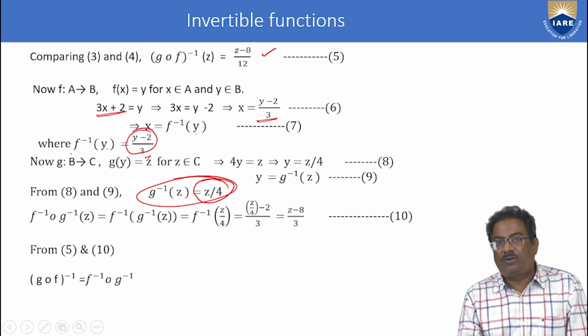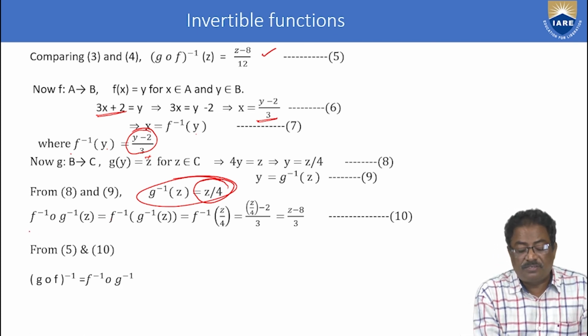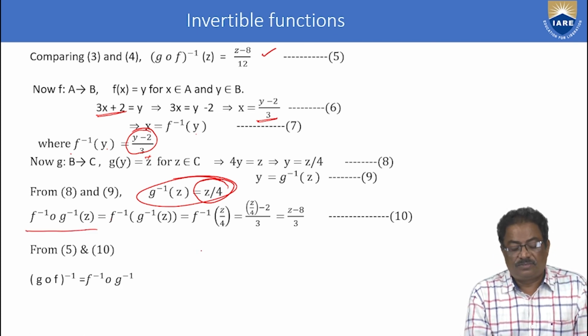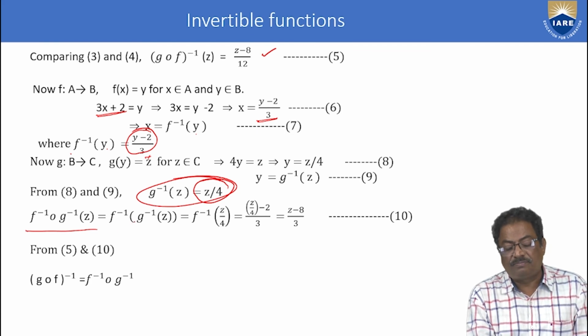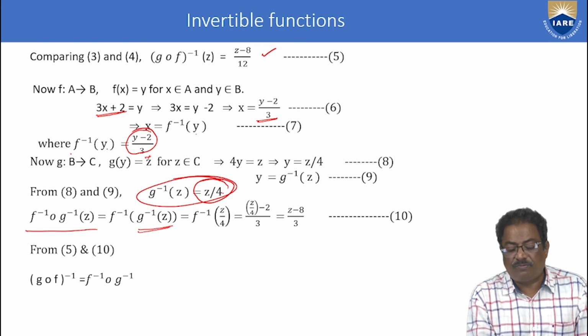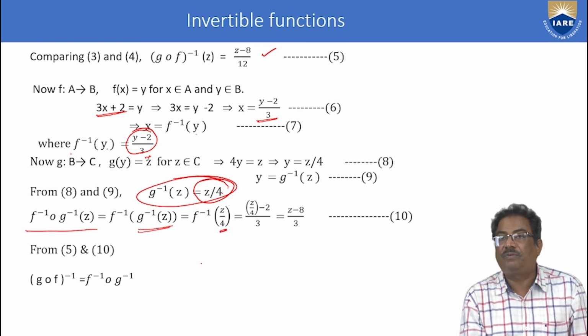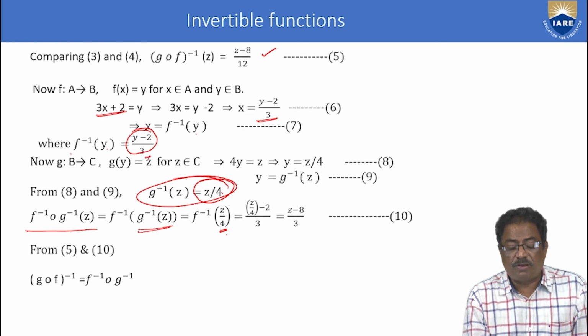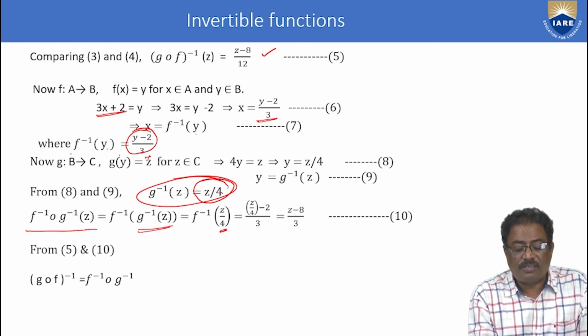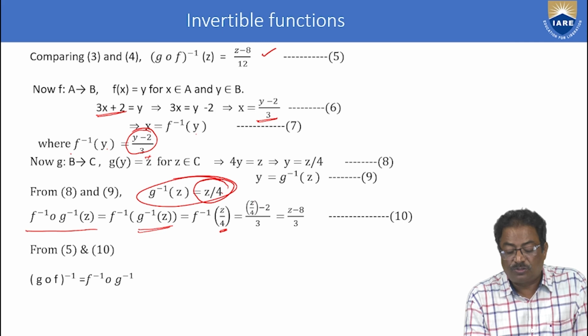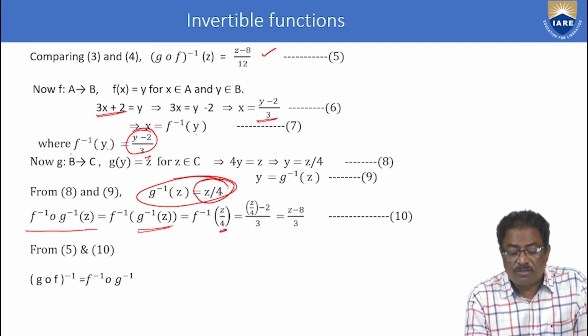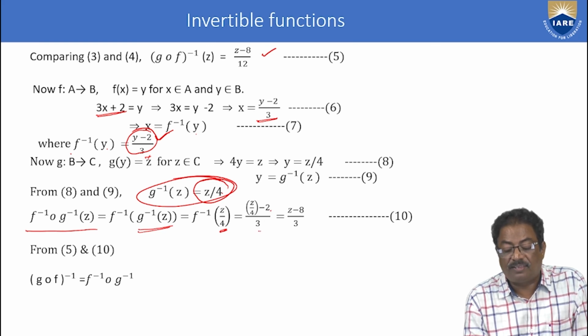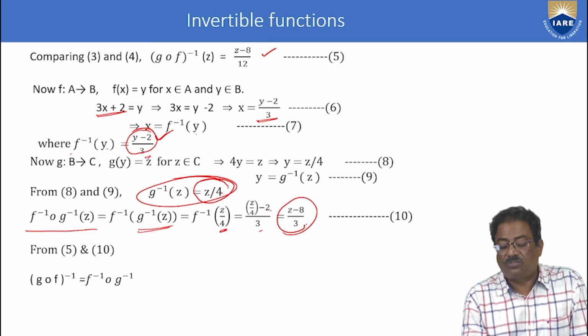Now I am just calculating (f inverse circle g inverse) of z. So this is nothing but f inverse of g inverse z. What is g inverse z? It is z by 4. So this I am going to take as z by 4. So f inverse of z by 4. What is f inverse of y? It is (y minus 2) by 3. So this is (z by 4 minus 2) by 3, and after simplifying, we are going to get this.